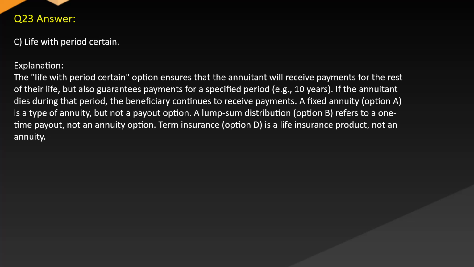Answer: C. Life with period certain. Explanation: the life with period certain option ensures that the annuitant will receive payments for the rest of their life, but also guarantees payments for a specified period, e.g. 10 years. If the annuitant dies during that period, the beneficiary continues to receive payments. A fixed annuity, option A, is a type of annuity but not a payout option. A lump sum distribution, option B, refers to a one-time payout, not an annuity option. Term insurance, option D, is a life insurance product, not an annuity.